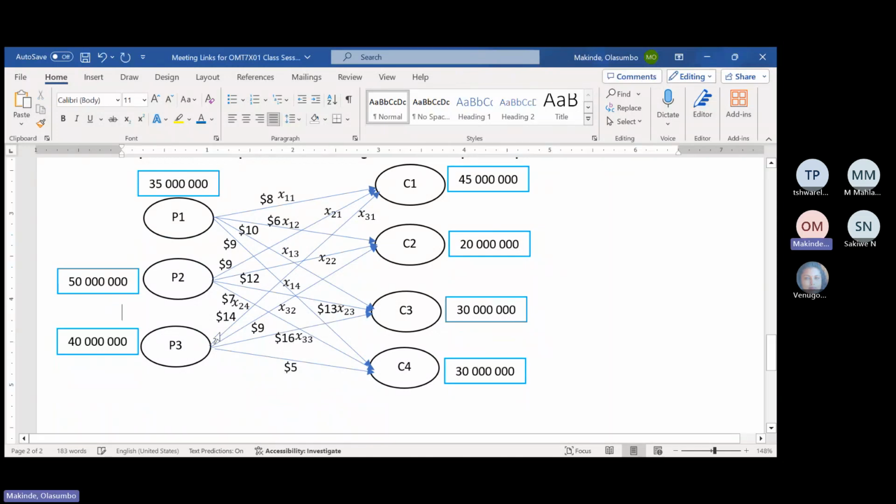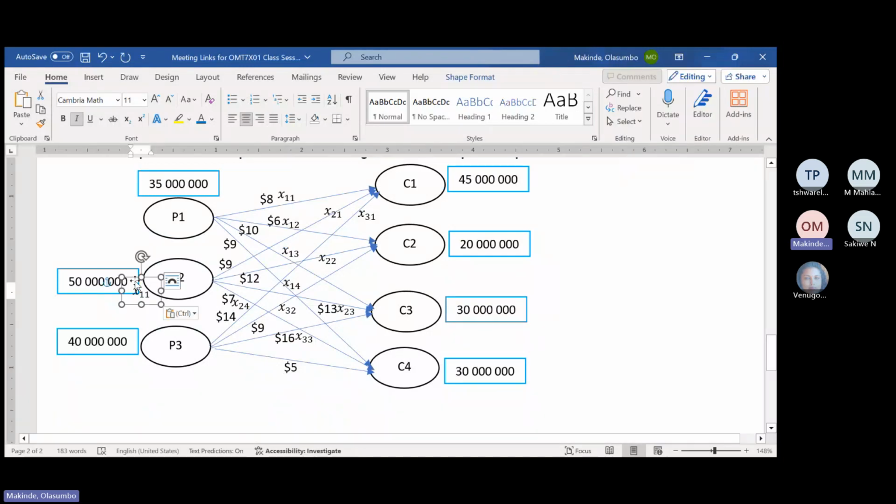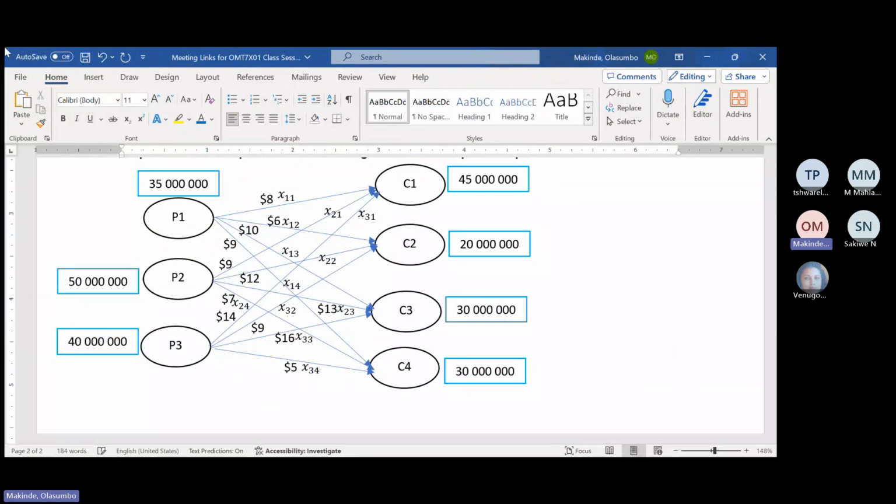Then X34, which is the last one, in terms of how many units we must ship from plant 3 to city 4, which we don't know. We need to go and find out when we solve the mathematical model which we want to formulate now, which will be in the next subsequent class. So in this case, we have written all the parameters and all the decision variables.